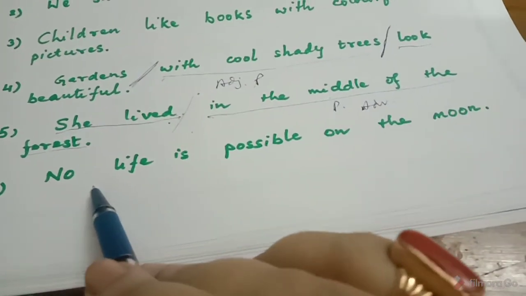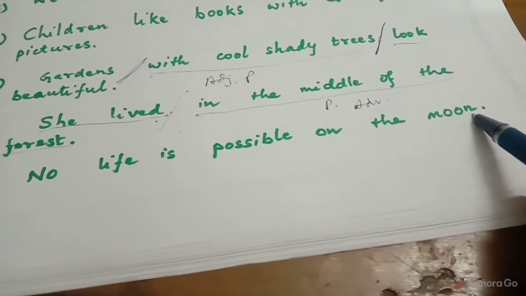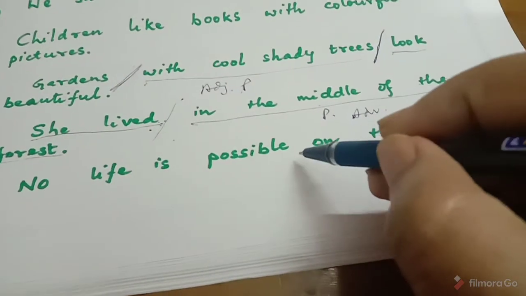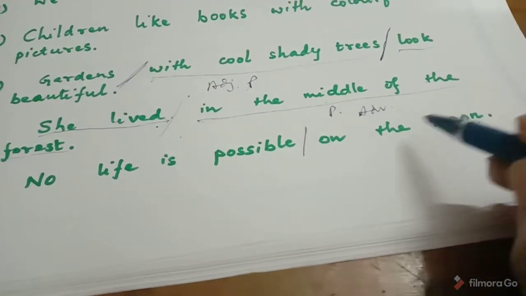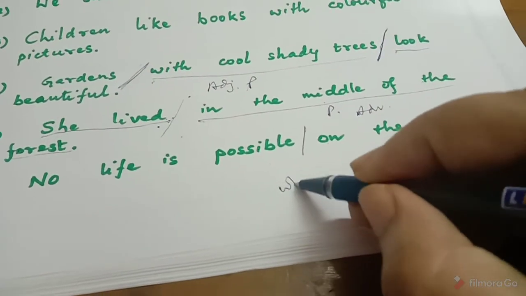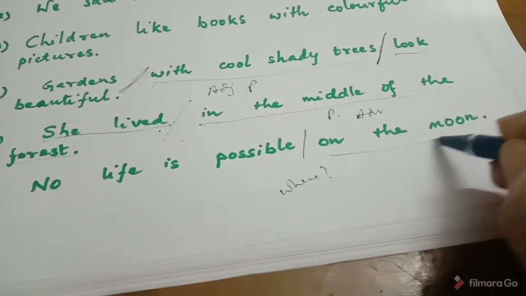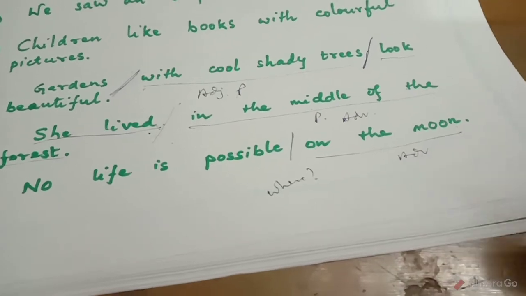Now the last one. No life is possible on the moon. No life is possible. No life is possible where? On the moon. So if I ask the question where, I'm getting the answer. So this is also my adverb phrase, right?